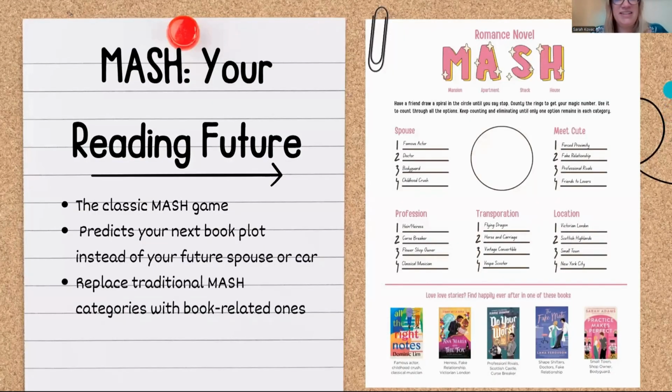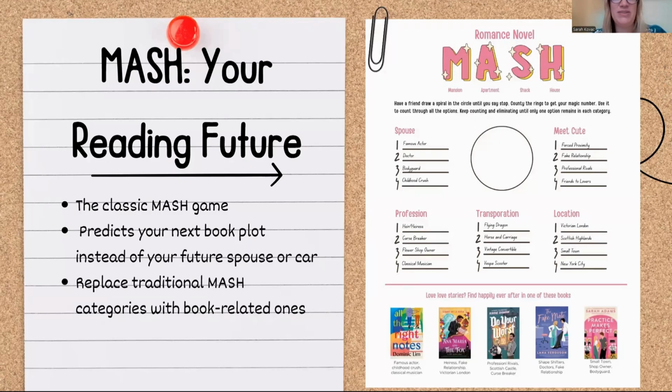So the next activity is another nostalgic paper game. Some of you might recognize this classic MASH game. In the version you might remember, you list out things like who your crushes are, who your future spouse will be, maybe your possible profession, maybe the car you're going to drive. And then the MASH stands for whether you will live in a mansion, apartment, shack, or house.